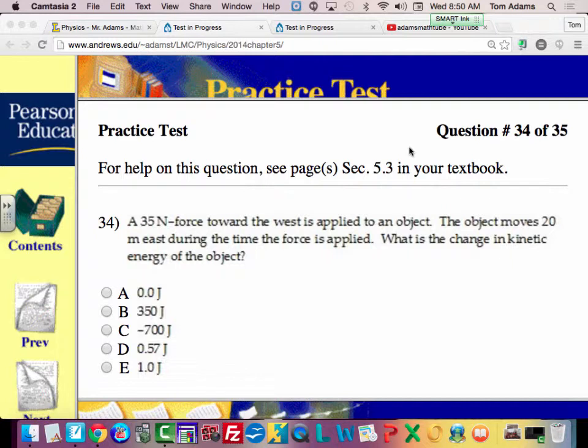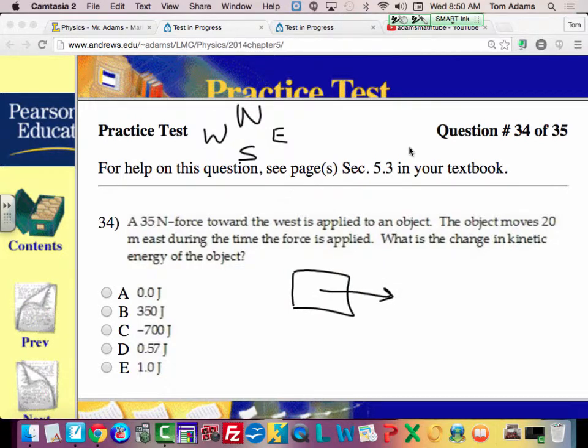All right, so let's list what we know first of all. There's a force, and we'll draw a picture. So I have this object, and does it give us the mass of the object? No. All right. So let's just assume north, east, south, west, and the applied force is towards the west. So we're going to do that. And what is that, 35 newtons? The west would be going this way.